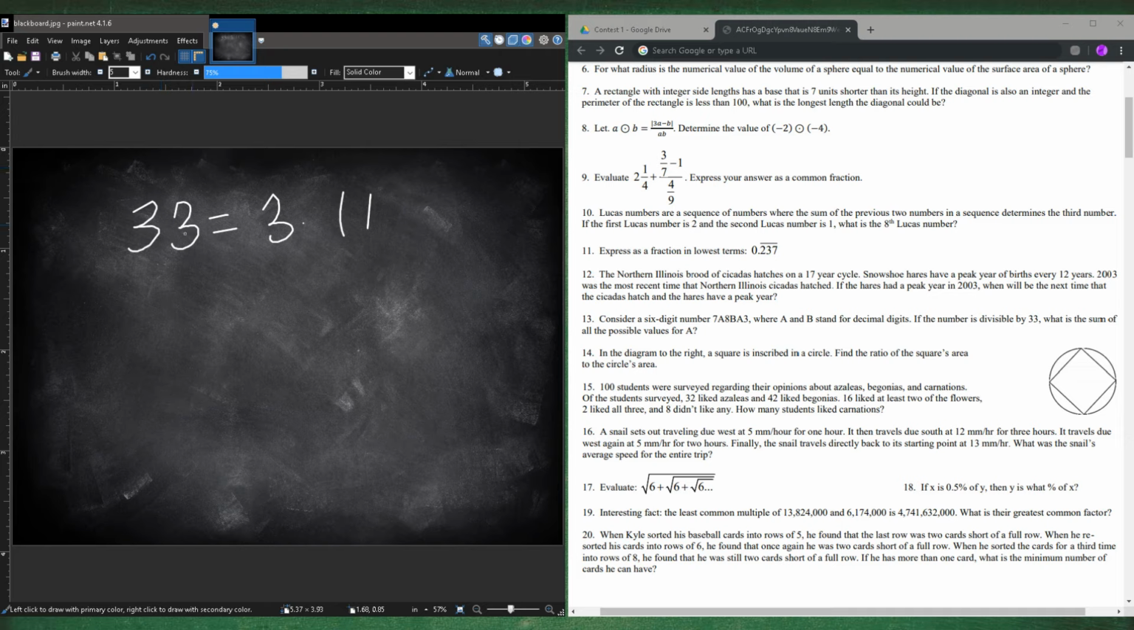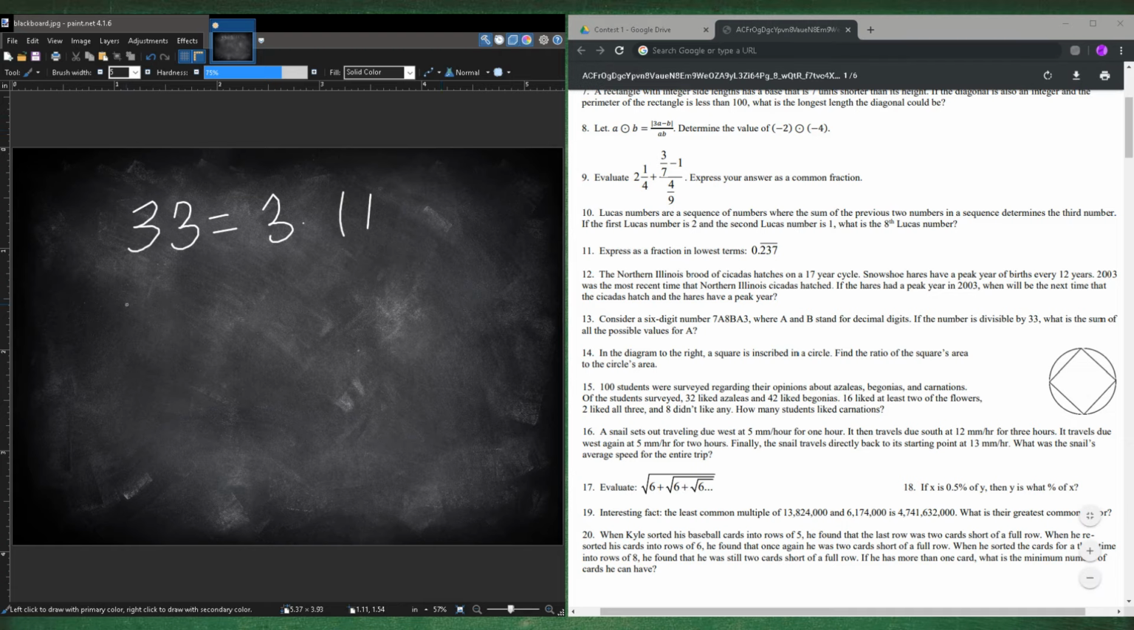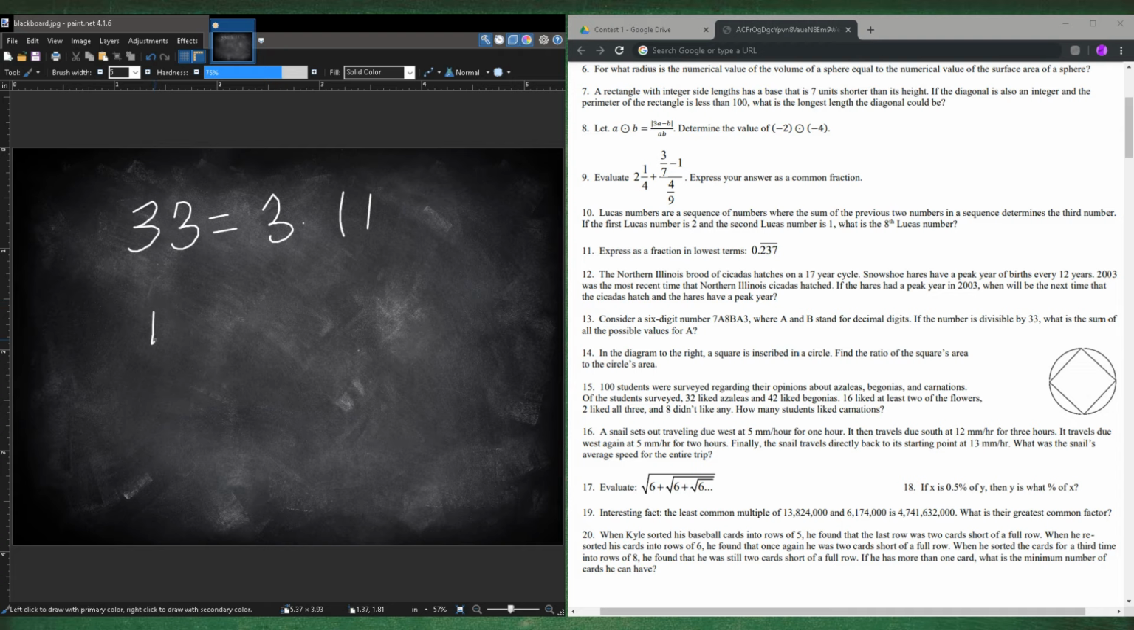If it wants to be divisible by 33, it has to be both divisible by 3 and divisible by 11. So we have to look at the divisibility rules for 3 and 11. Sorry about the tongue twisters, they're hard for me. The digits have to add up to a multiple of 3. So 7 plus 8 plus 3 is 18, plus 2 A's plus a B has to be divisible by 3.